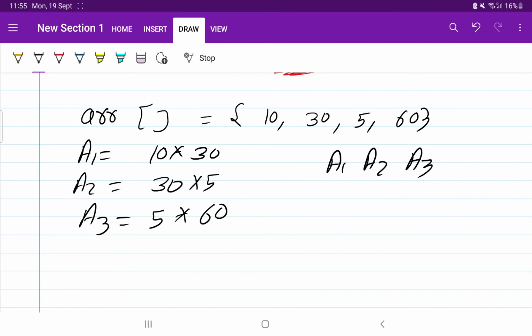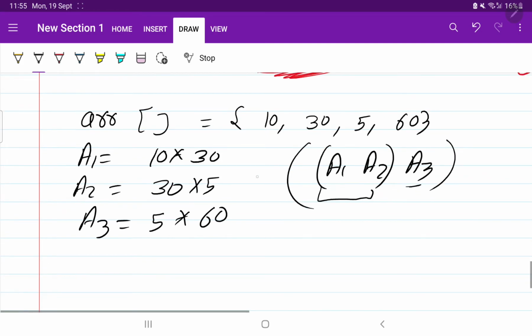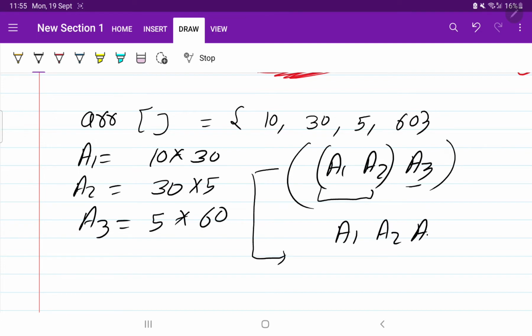So how can the multiplication be done? You can multiply a1 and a2 first, then you can multiply the result of this with a3. This is one of the possible cases. What can be the other possible case? You can multiply a2 and a3, then the result of a2 and a3 is going to be multiplied with a1. And in both cases you are going to get a different cost, and what you have to do is minimize that cost.